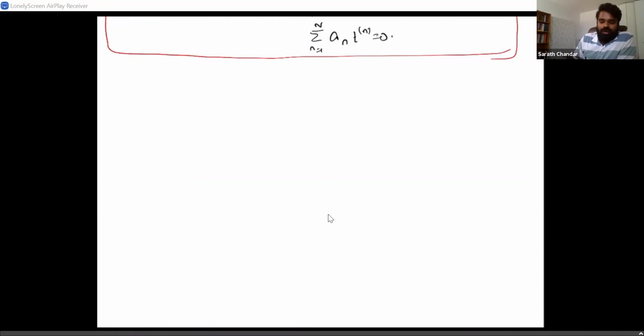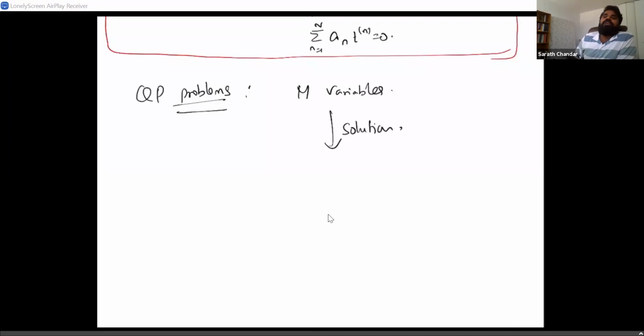Okay, so now both are quadratic programming problems, right? So both are QP problems. If you have a QP problem with m variables, then the solution for this problem has order m cube computational complexity.